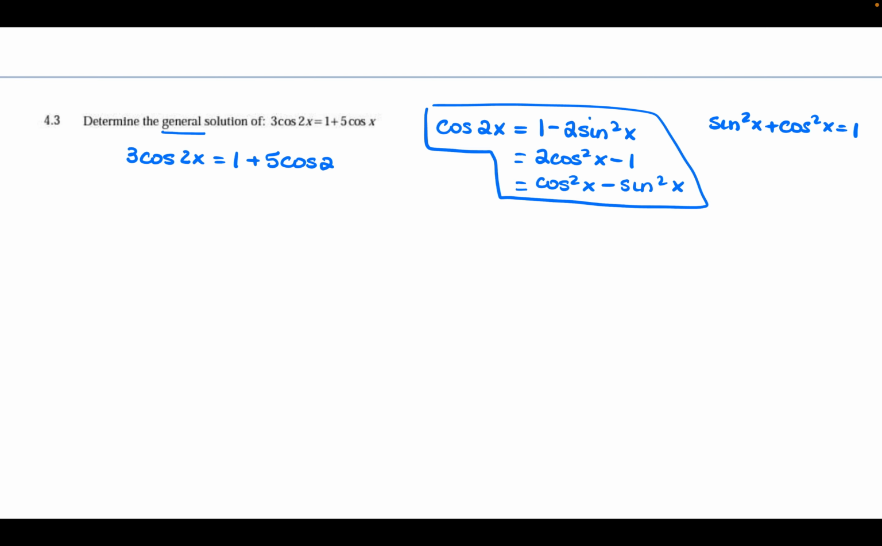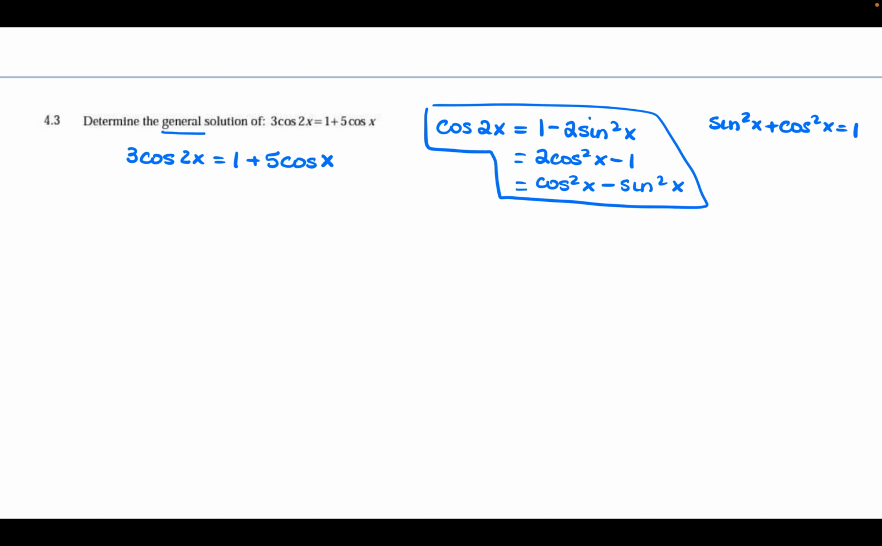We have a cosine. Oh, I'm seeing a mistake here. We have a cosine of x in this problem. So we probably want to use the version of this that has a cosine in it. I think that's going to be the easiest one. So that's the one I'm going to pick.